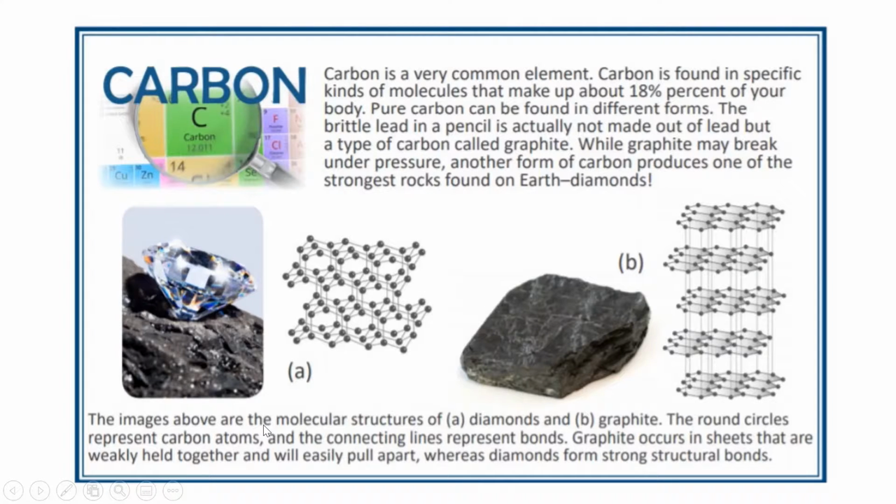The images above are the molecular structures of A, diamonds, and B, graphite. The round circles represent carbon atoms, and the connecting lines represent bonds. Graphite occurs in sheets that are weakly held together and will easily pull apart, whereas diamonds form strong structural bonds. Isn't that interesting? That what is found in your pencil, graphite, is made up of the same atoms as diamonds.